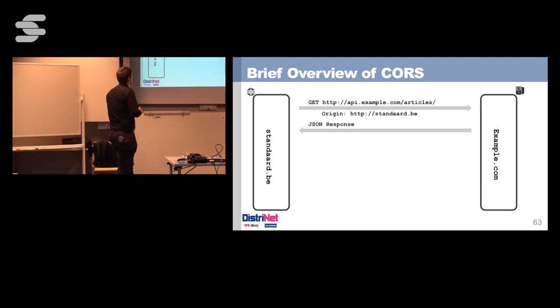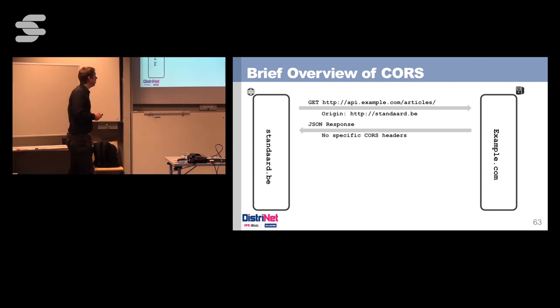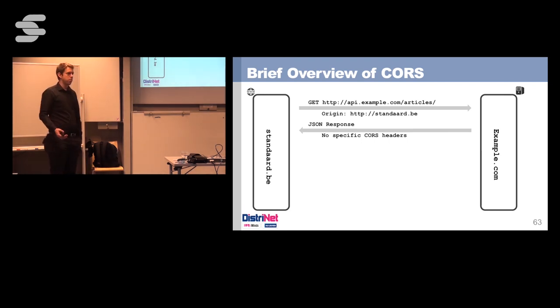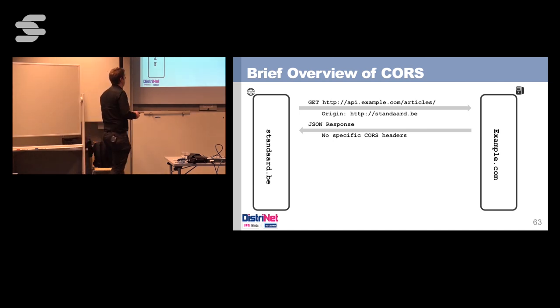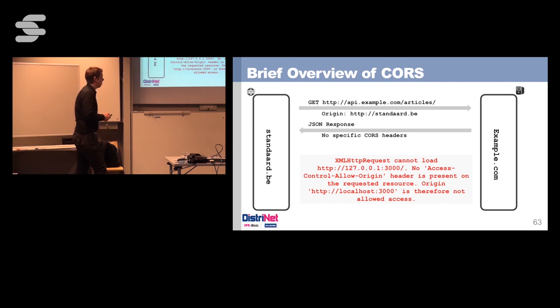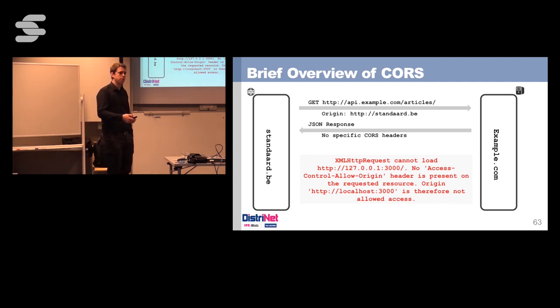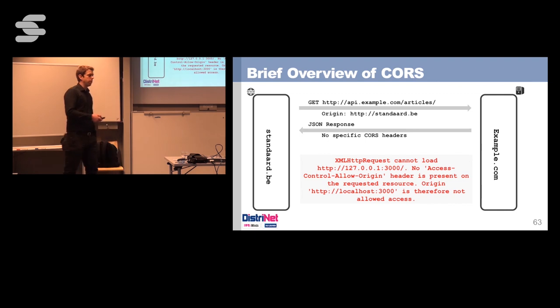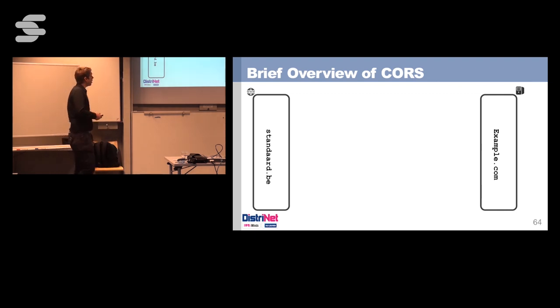Let's say that example.com sends back a simple JSON response containing some articles and no specific CORS headers. This is exactly what would happen if example.com has never heard of CORS. If you make a REST API and you don't know what CORS is, you will never send CORS headers. So in this case, the browser will trigger a warning saying that this is not allowed, because you want to fetch some information from a service that doesn't know it can be fetched in this way, and it will prevent this from happening. Why is this?